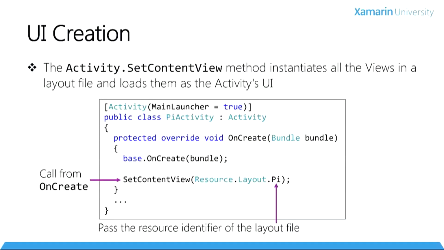This is how to actually instantiate it. So you're an activity. One thing you inherit from your activity base class is a method named setContentView. The argument is the identifier for your layout file. So you pass in that integer value, resource.layout.py, and then setContentView instantiates all the views in the layout file, and then takes that resulting instantiated UI hierarchy and loads that as your activity's user interface. In other words, it builds your UI and shows it to the user.